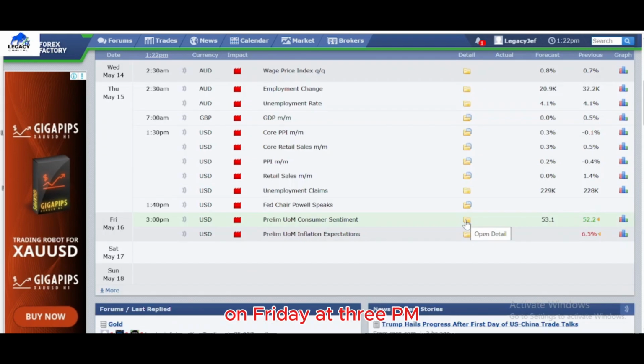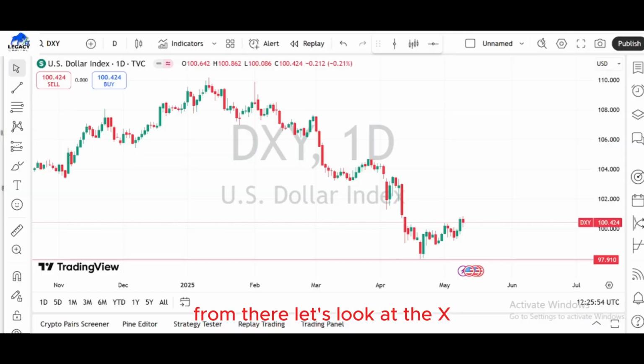On Friday at 3 p.m., we'll be having the composite index, which is normally called the consumer sentiment for the United States dollar at 3 p.m. From there, let's look at DXY.